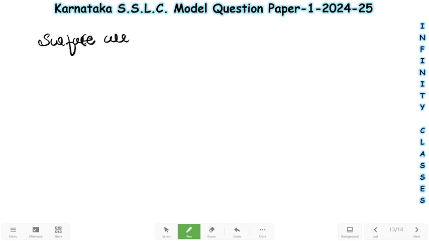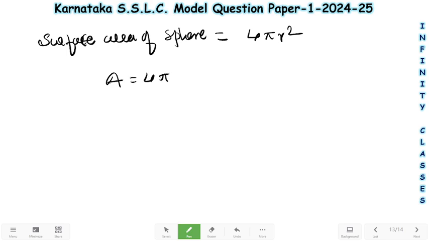Surface area of sphere is equal to 4 pi r square, and surface area is denoted by A, so A is equal to 4 pi r square. Then 4 as it is into pi means 22 by 7, then r square means 7 by 2 whole square.